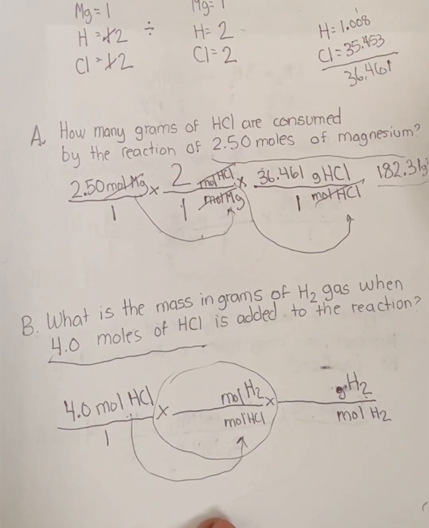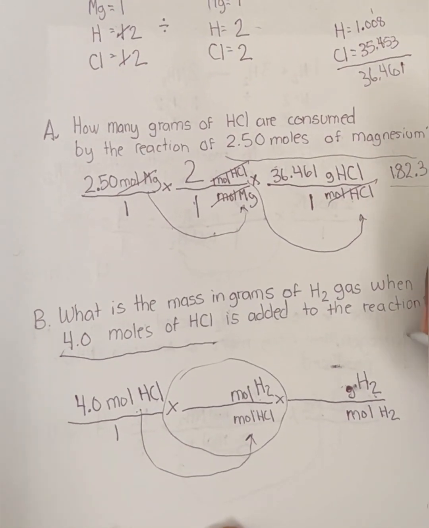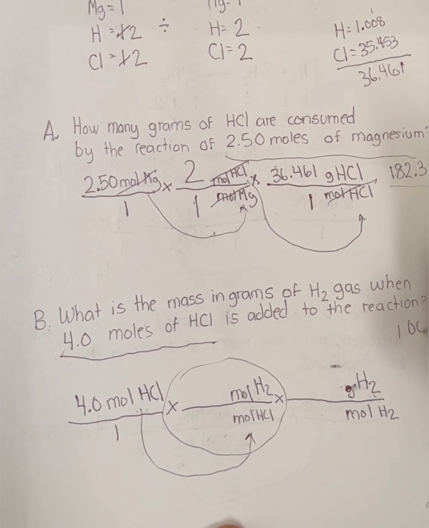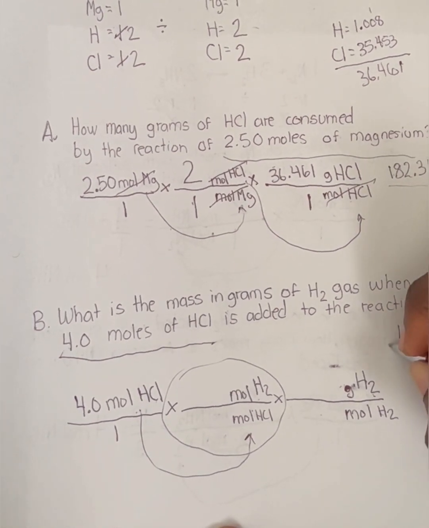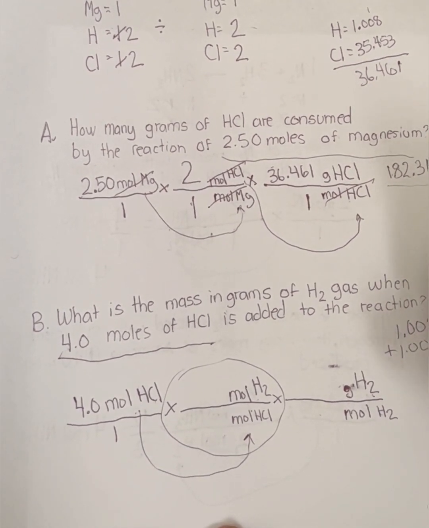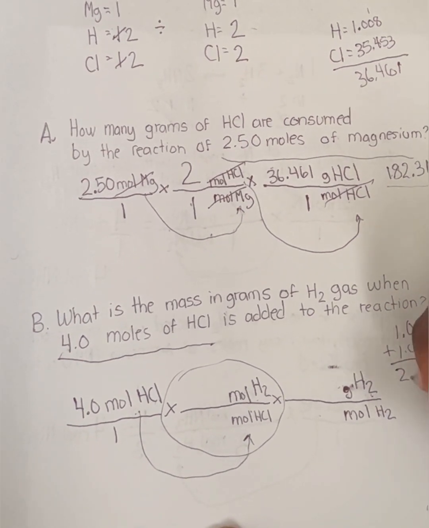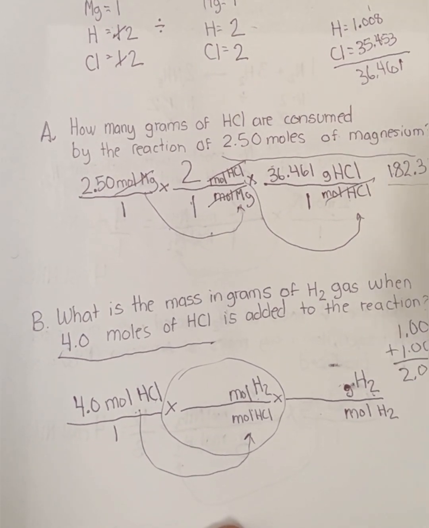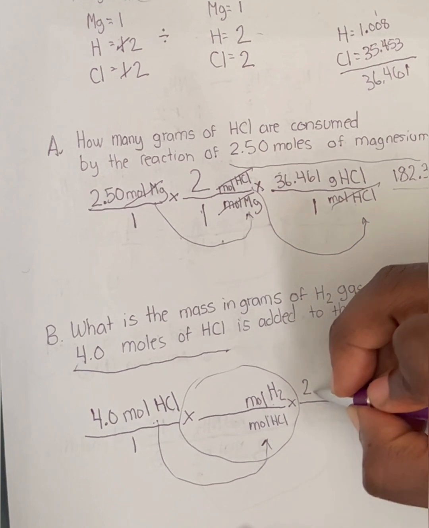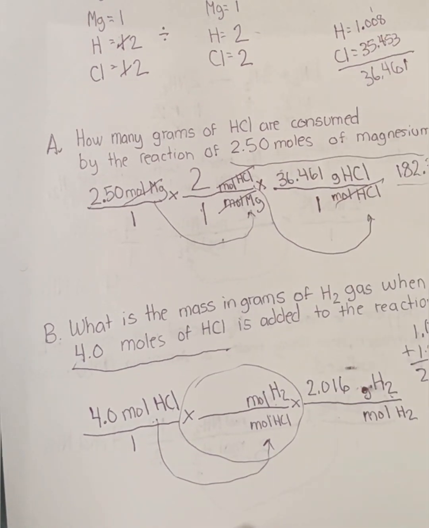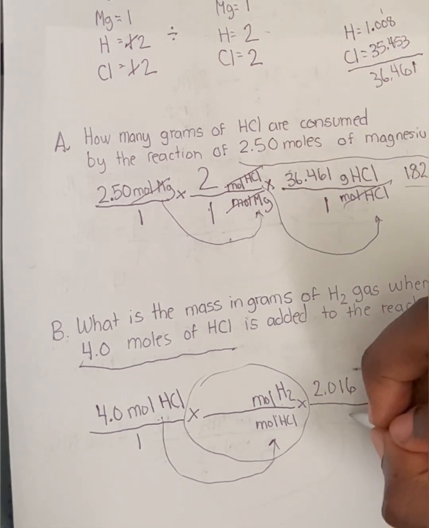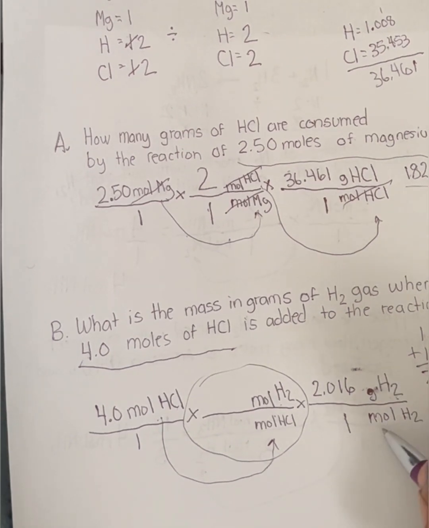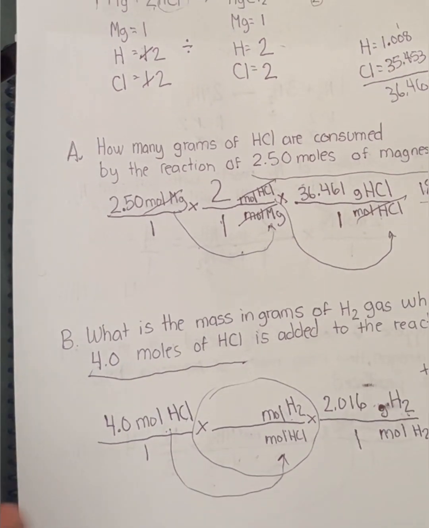So now, for H2, the molar mass is just 1.008 times 2. So 1.008 times 2 is going to be 2.016. So that's what's going to be right here, 2.016 over 1. Because remember, when it's grams to moles, the moles is always 1.